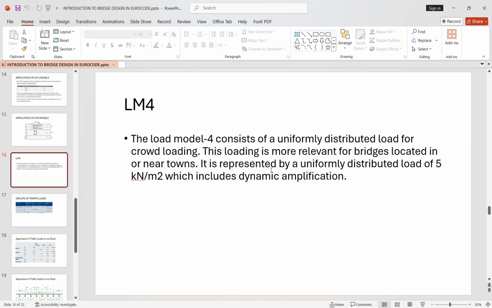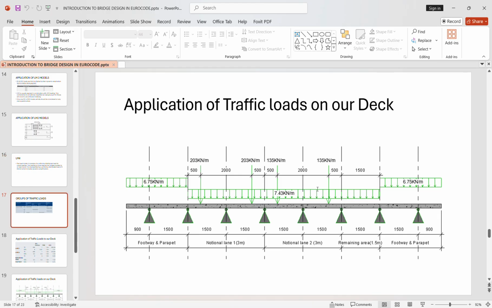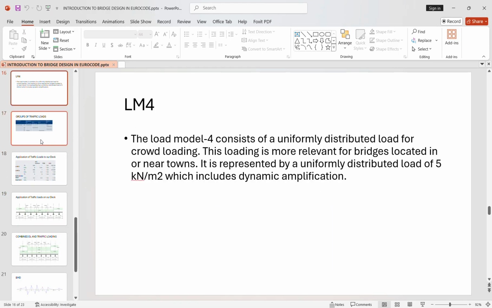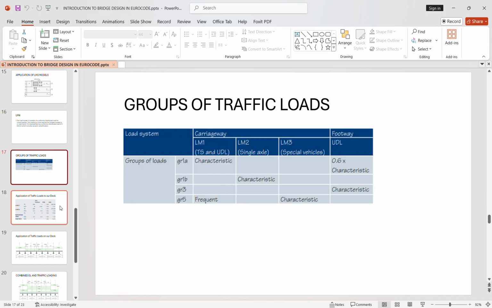Load model 4. Load model 4 consists of a uniformly distributed load for crowd loading. This loading is more relevant for bridges located in or near towns. It is represented by a uniformly distributed load of 5 kilonewtons, which includes dynamic amplification.